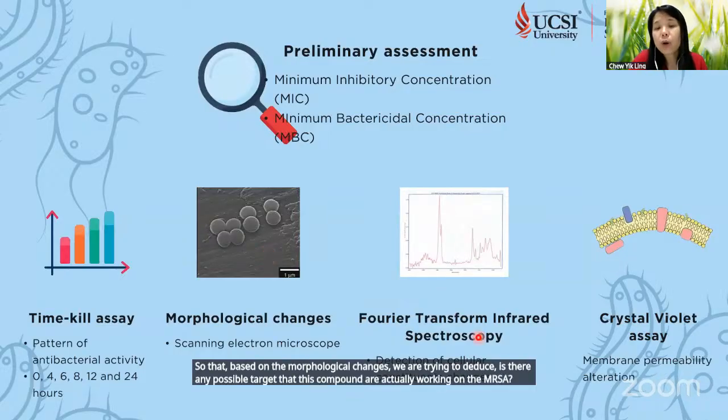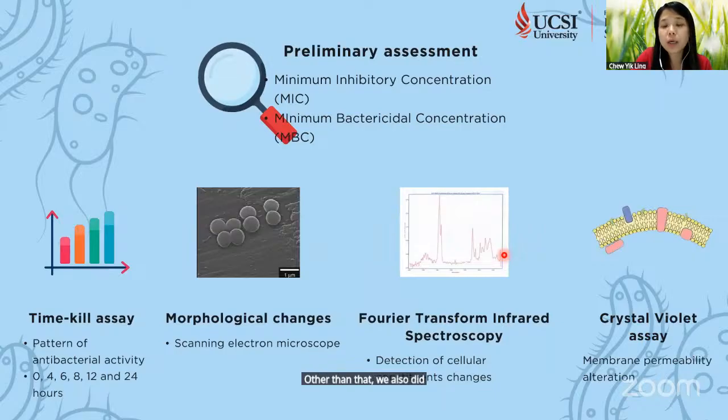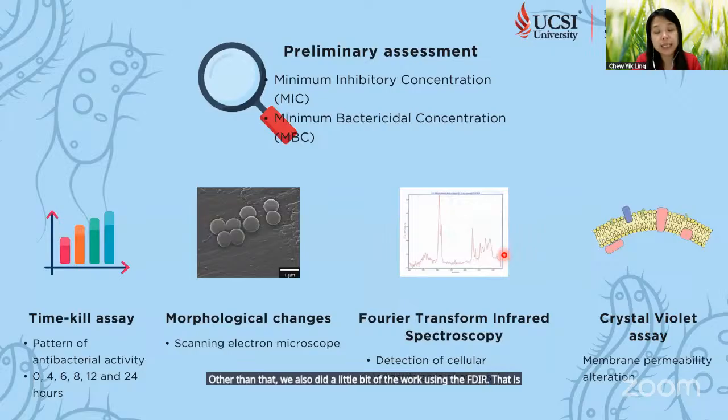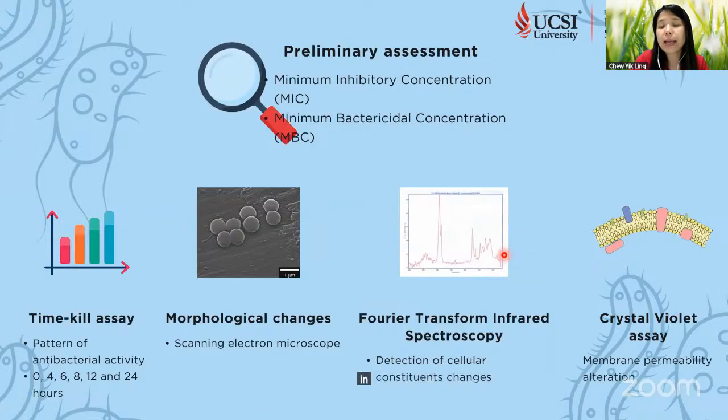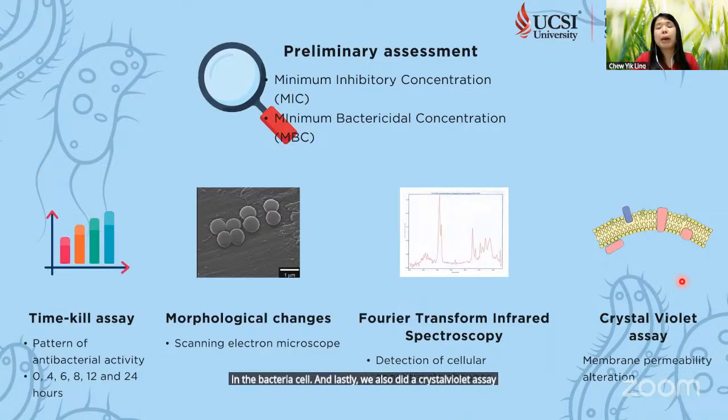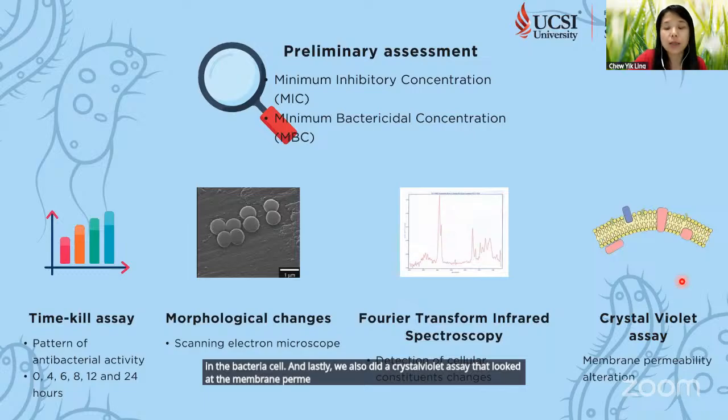Other than that, we also did some work using FTIR, which helps us detect the cellular constituent changes in the bacterial cell. And lastly, we also did a crystal violet assay that looked at the membrane permeability alteration by the phytochemical compounds that we have tested.